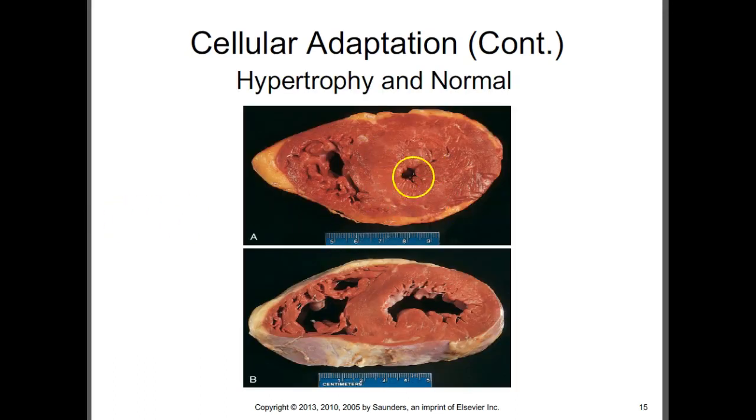All right, so you can see here, you have your normal, right? And then your hypertrophic heart. So this is your left ventricle, and this is a normal left ventricle. And then this is the right ventricle, normal right ventricle.